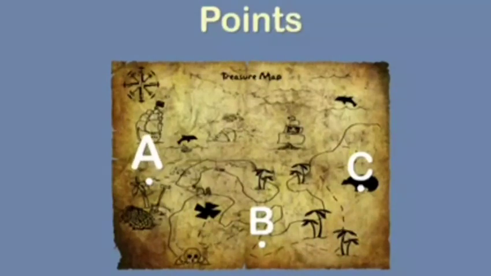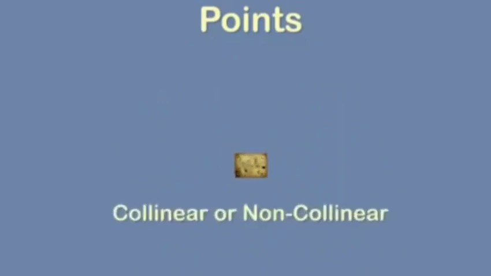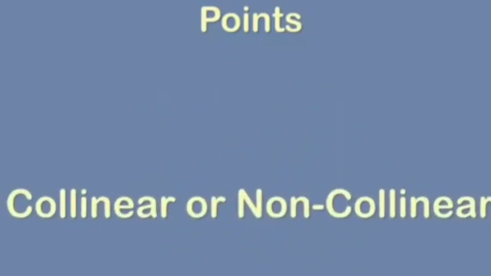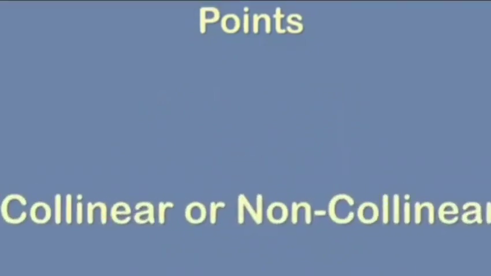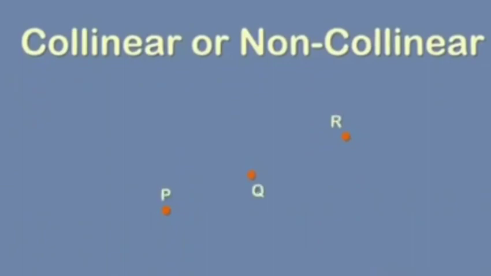Now, is it clear, children? What is a point? So, now you are thorough about a point. Okay. Now, a group of points can be collinear or non-collinear. Two categories. A group of points can be classified into two. One is collinear points and another one is non-collinear points. Let's see what they are.